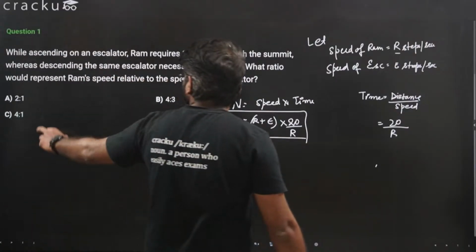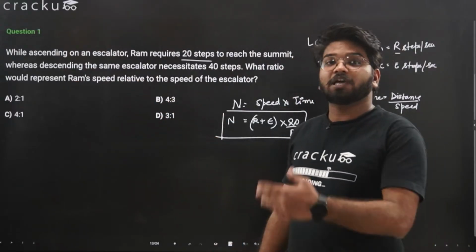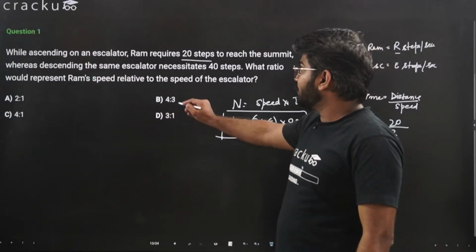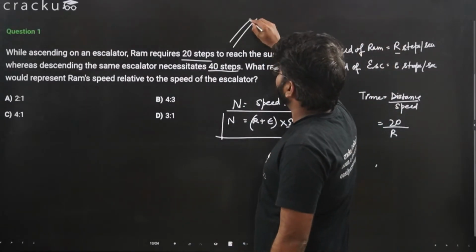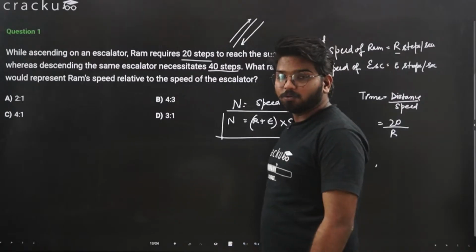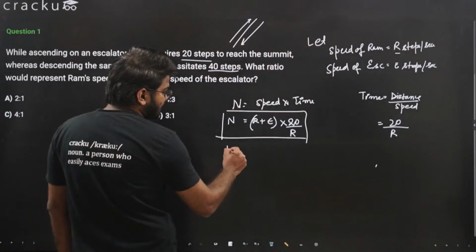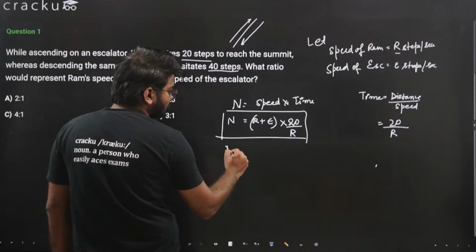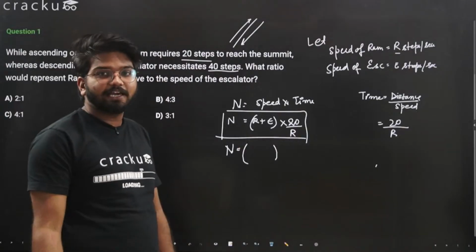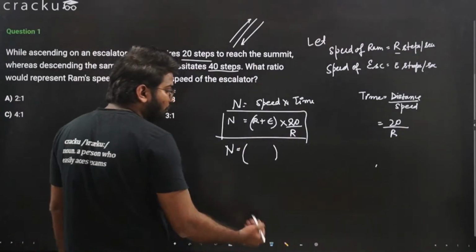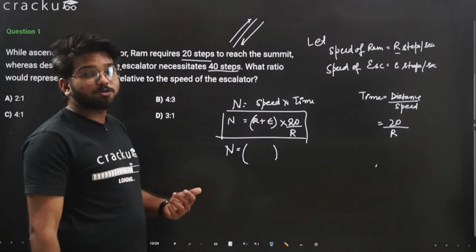Another concept, another situation, whereas descending the same escalator, which is moving up, now Ram is moving down. Ram needs 40 steps to reach. Now the escalator is moving up only, Ram is moving down. So the relative speed will be the difference of their speed. That is again n, the number of steps, is equal to the relative speed here, which will be the difference because they both are moving in the opposite direction. And clearly if Ram takes 40 steps to reach down, it means Ram's speed is higher.